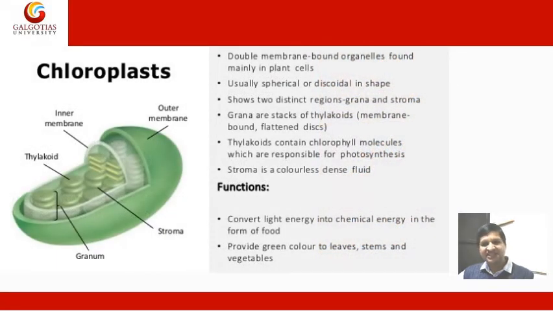So, chloroplasts are double membrane bound organelles found mainly in plant cells, generally spherical or discoidal in shape. There are two distinct regions, grana and stroma. Grana are stacks of thylakoids, that is, membrane bound flattened discs. Thylakoids contain chlorophyll molecules, which are responsible for photosynthesis. Stroma is a colorless dense fluid. The function of chloroplast is to convert light energy into chemical energy in the form of food. It provides green color to leaves, stems, and vegetables.